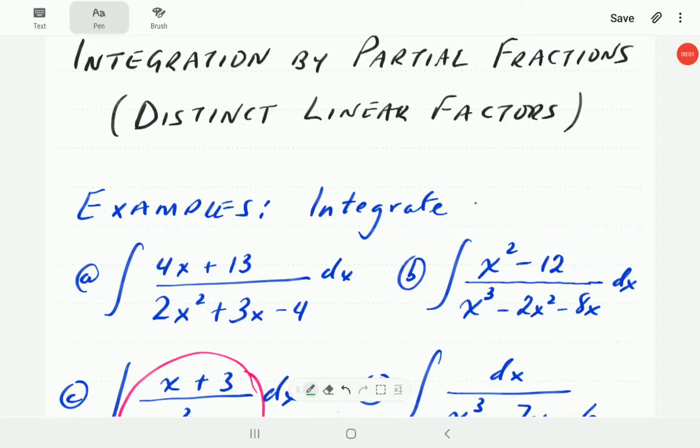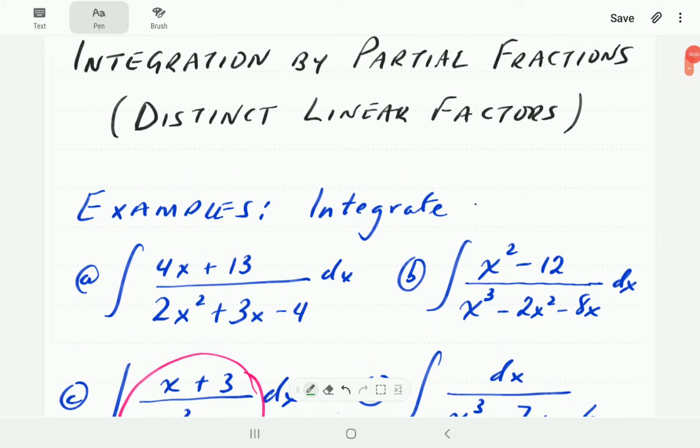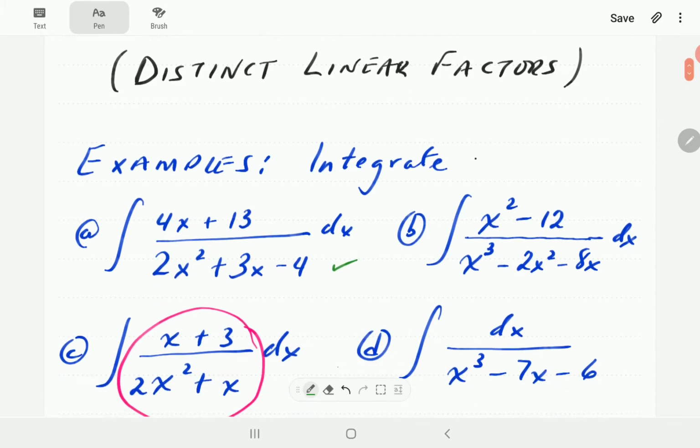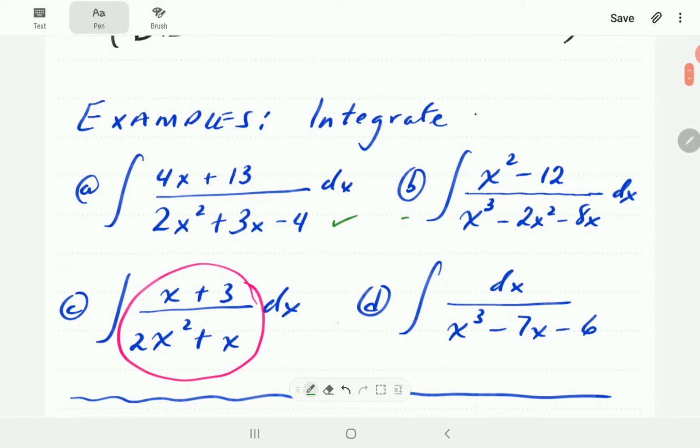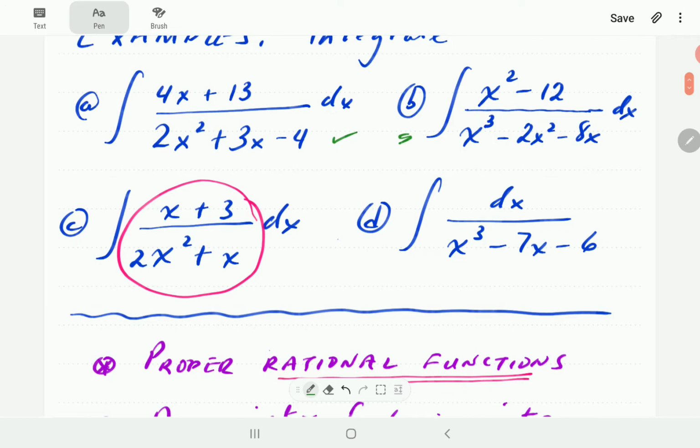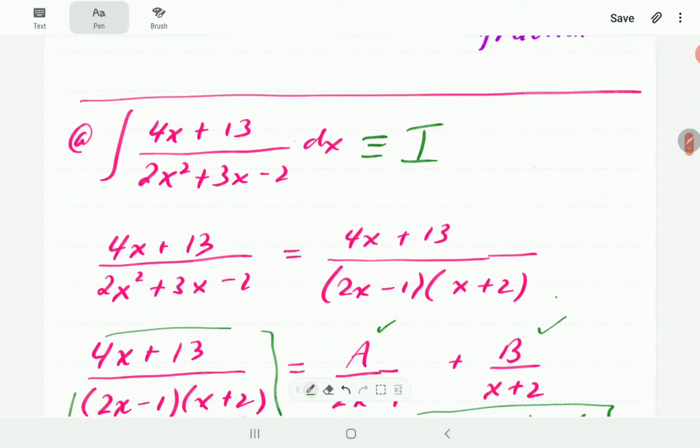Okay, this video is a continuation of the work we started in part 1. In part 1 we showed how to integrate the first example. This time we're going to go on to the second example. We've got the integral of x squared minus 12 divided by x cubed minus 2x squared minus 8x.